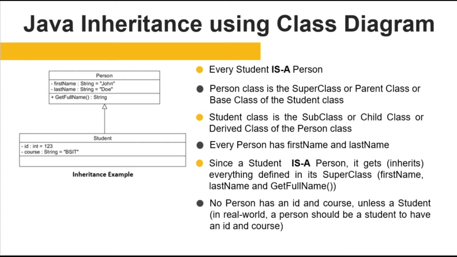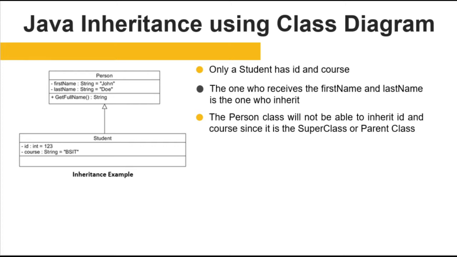If every person has first name and last name, since a student is a person, it gets or inherits everything defined in its superclass or parent class. The first name, last name, and even the get full name method will be inherited. Not every person has an ID and course. In the real world, a person should be a student to have an ID and course. Only a student has ID and course.